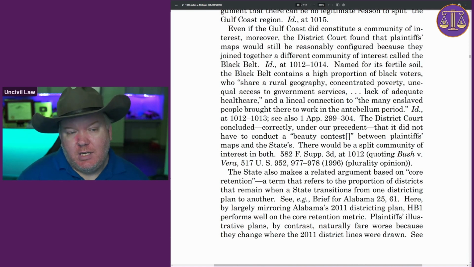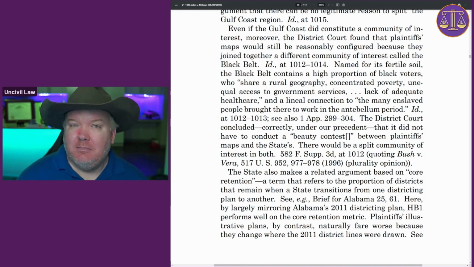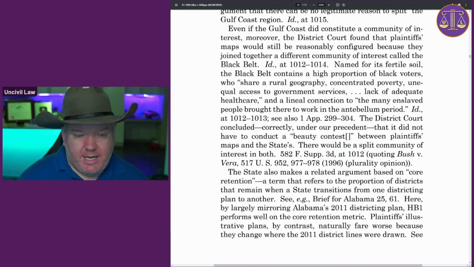Okay. So, fine. So both maps have the same underlying problem. To the extent that plaintiff's maps have this problem, the state's map also has this problem, just in a different place of the state. Okay. So you can't simultaneously say, essentially, that the Gulf Coast is a special place that can't be split up, and also simultaneously say the Black Belt isn't, basically. It's the same problem. So that undermines the state's argument. Okay, that makes sense.